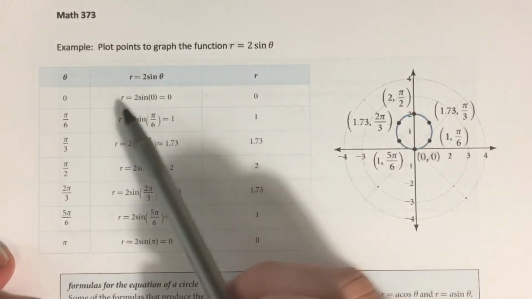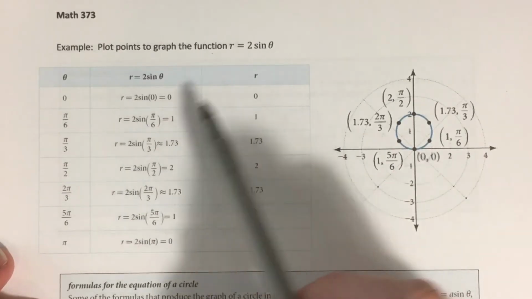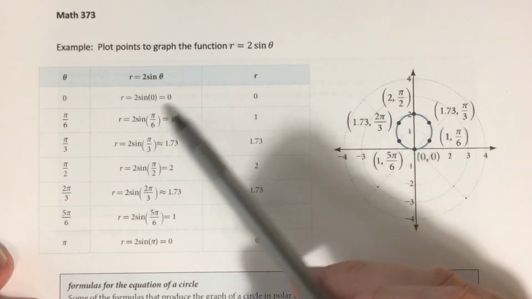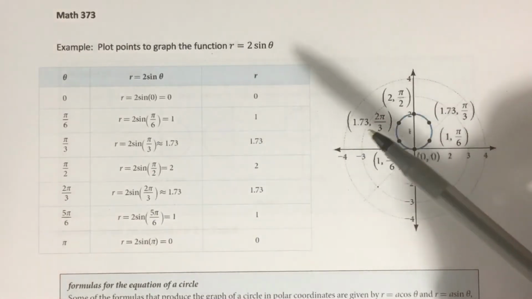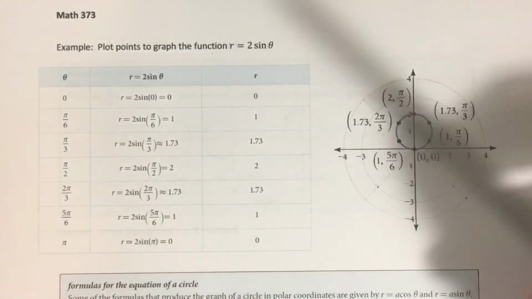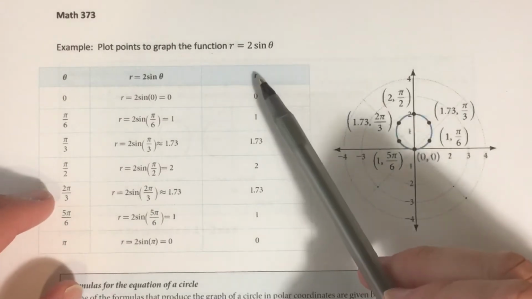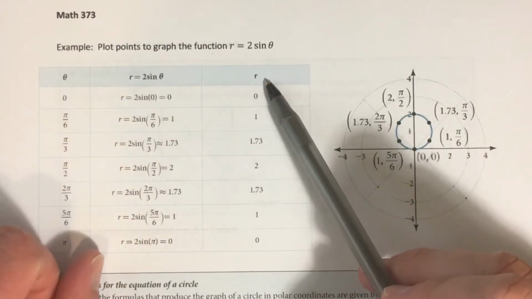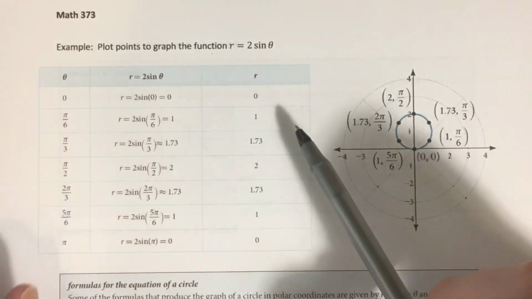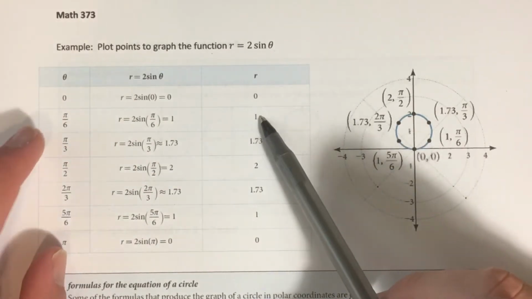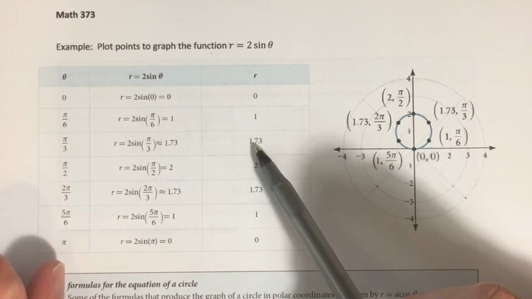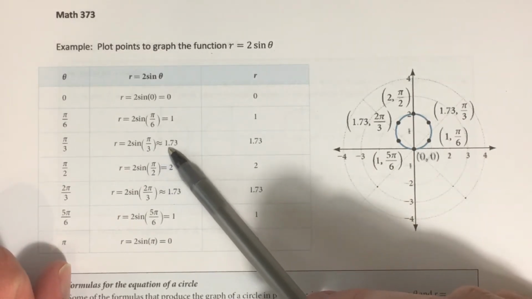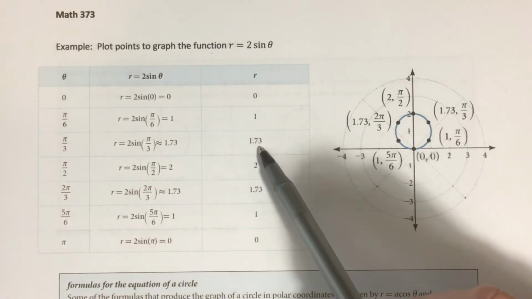Now, plugging in these values for theta, we get the corresponding values for r, which you can verify directly by looking at the work that's done here. Okay, so these create points. And remember, when you write a point in polar coordinates, r actually comes first, followed by theta. So this would be the point 0, 0. This would be the point 1, pi over 6. Here, we approximated this to 1.73.